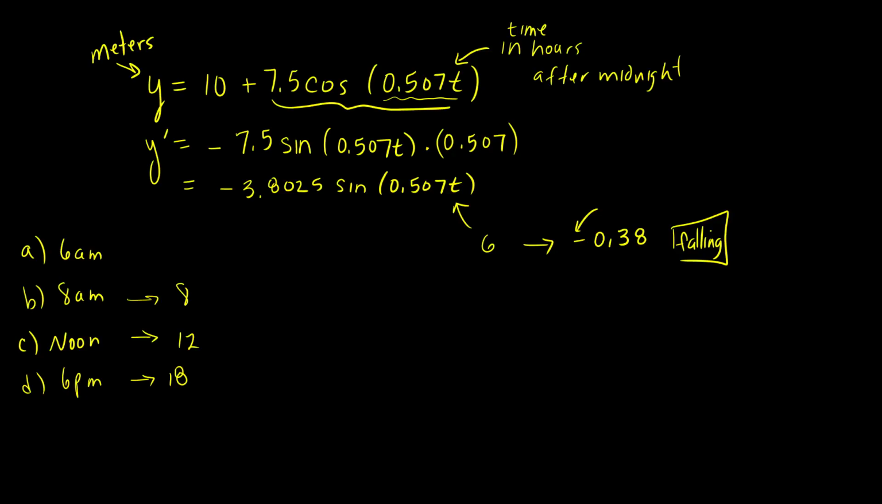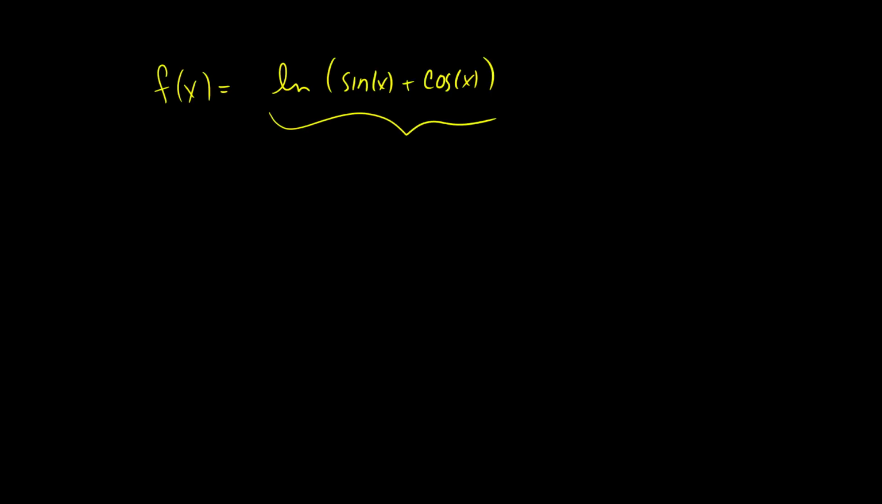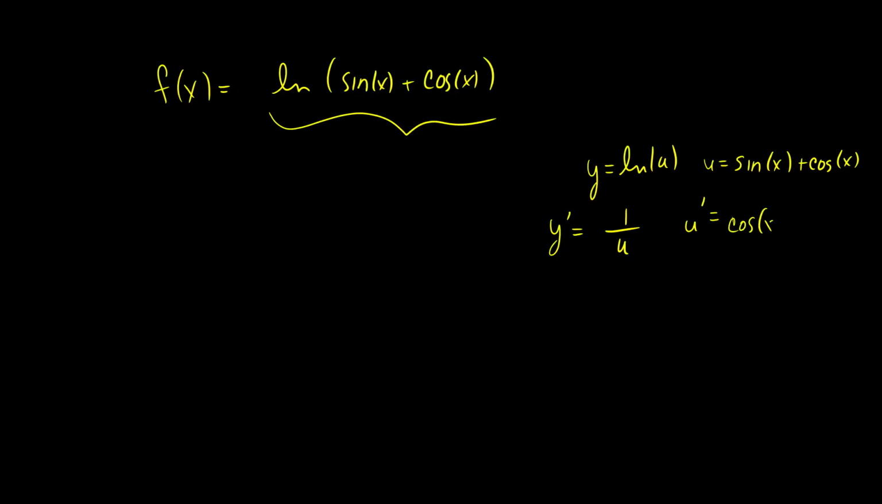All right, and then the last one is I have f of x equals ln of sine x plus cosine x. All right, so my outside is ln of u. My inside is sine x plus cosine x. The derivative of ln of u is 1 over u. The derivative of u, so the derivative of sine is cosine, and the derivative of cosine is minus sine.